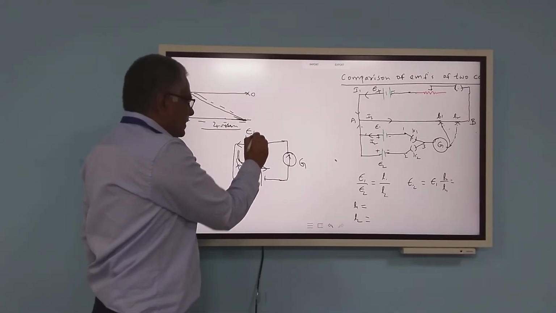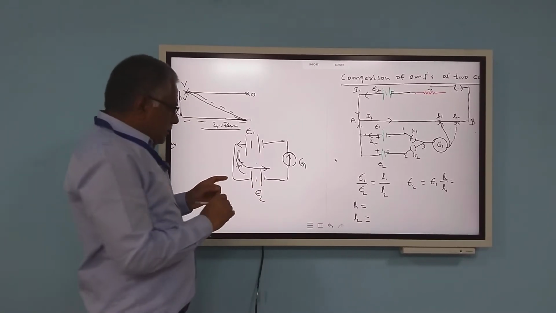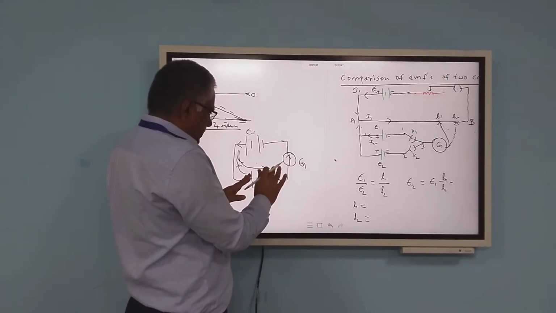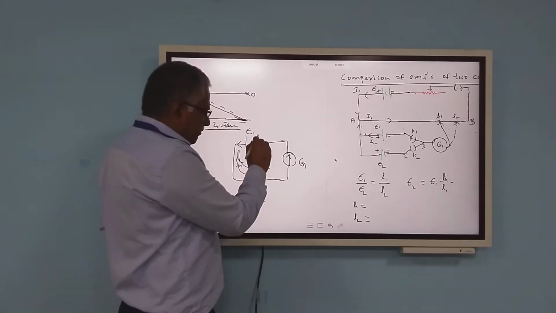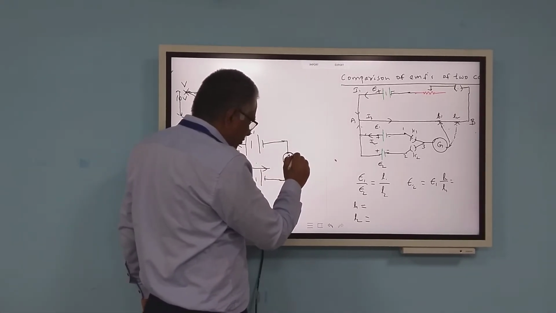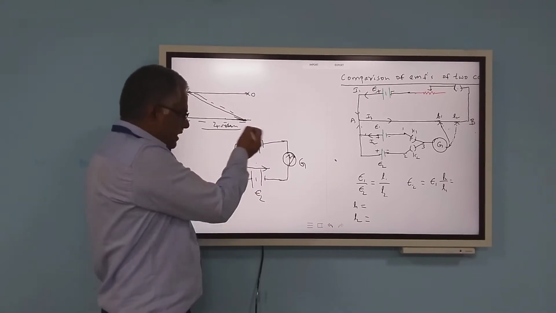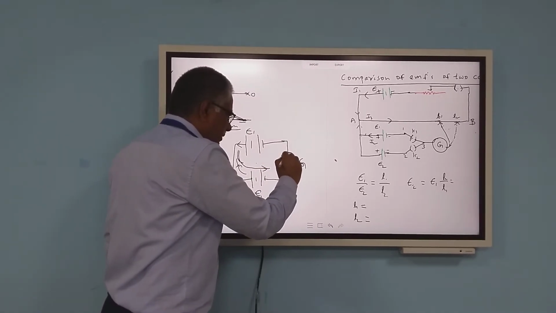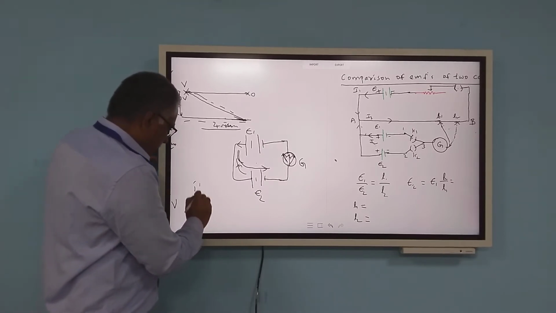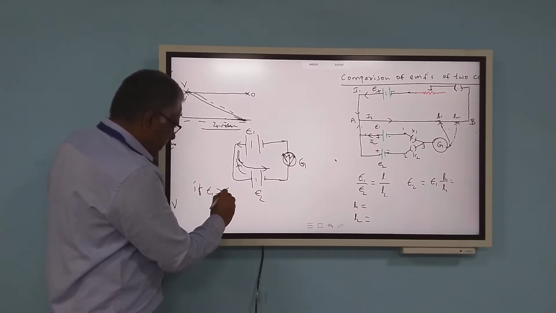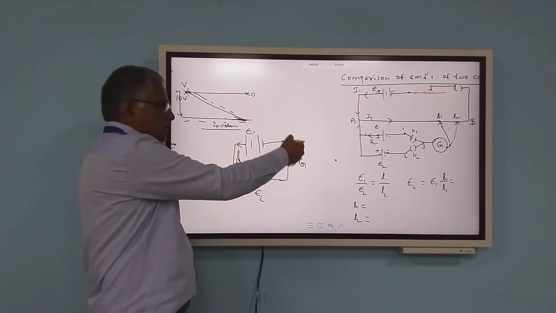Let us take E1, E2. Suppose when this is open, when the deflection shows, sometimes the deflection will be in this direction if E1 is greater than E2. If E2 is greater than E1, the deflection will be on the other side. Suppose E1 is greater than E2 and there is deflection. What will be the direction of the current? It will be flowing in this direction.